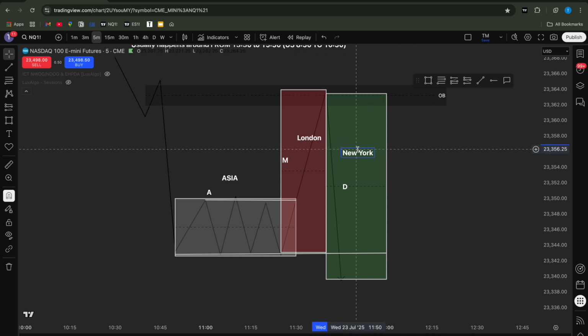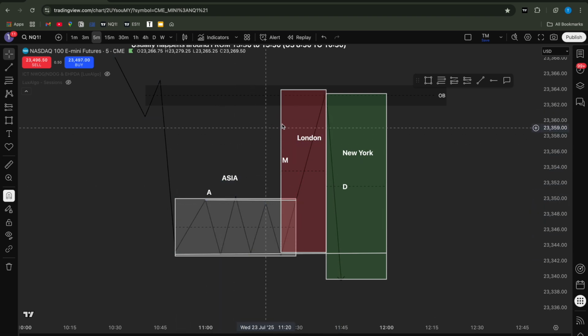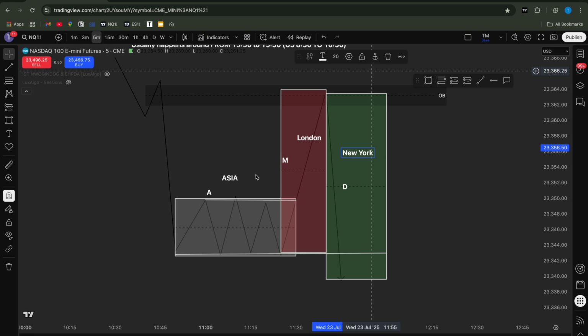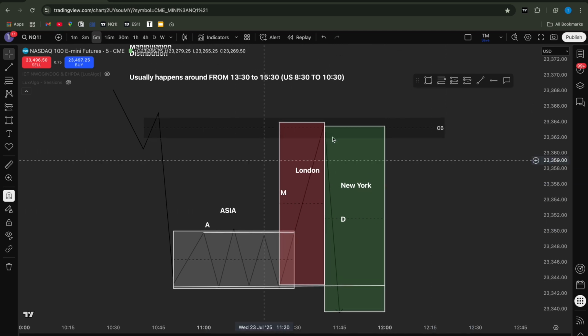So you can look at price and see what is price doing. Is it accumulating? Is it manipulating? Or is it distributing? That is a good way to look at price, but it may not always be the clearest what price is going to do. But usually Asia accumulates, London manipulates, New York distributes, and you're usually looking to catch this.